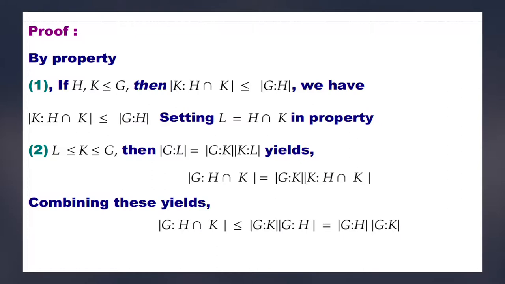The second one says if L is a subgroup of K, which is a subgroup of G, then the index of L in G is equal to the product of the index of K in G and the index of L in K. So the index of H intersection K in G is equal to the product of the index of K in G and the index of H intersection K in K. Combining these yields that the index of H intersection K in G is less than or equal to the product of the index of K in G and the index of H in G, which is equal to the product of the index of H in G and the index of K in G.